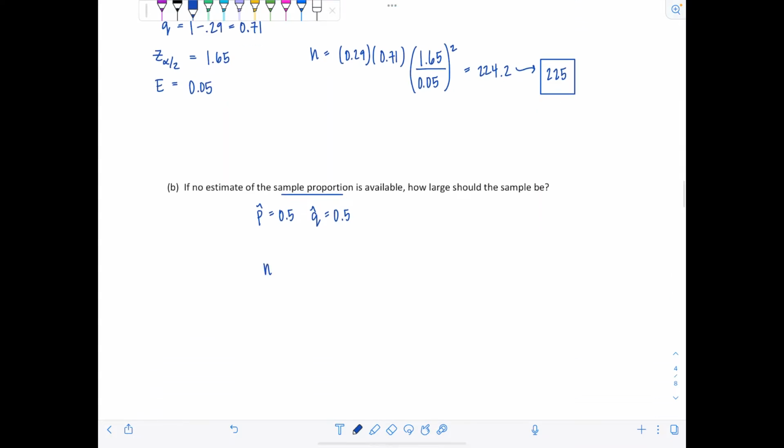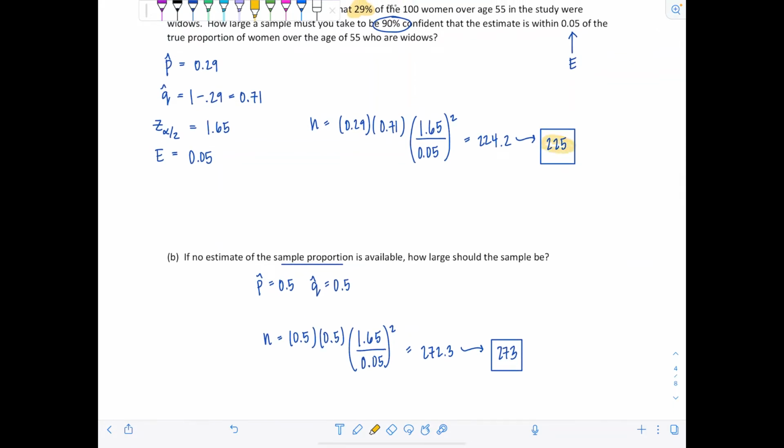And so in this case, n would be 0.5 times 0.5 times 1.65 divided by 0.05. This all gets squared. Punch that in the calculator and you should get 272.3. What do we do with that? We have to round that up to the next nearest whole number, so 273. So notice, if we don't have an estimate for p hat, we would need a larger sample. So 225 when we had a p hat, and if we don't, 273.